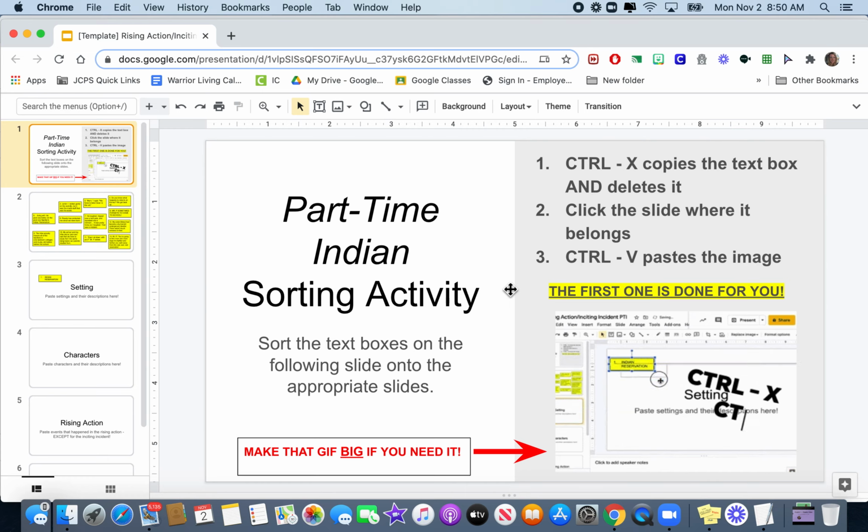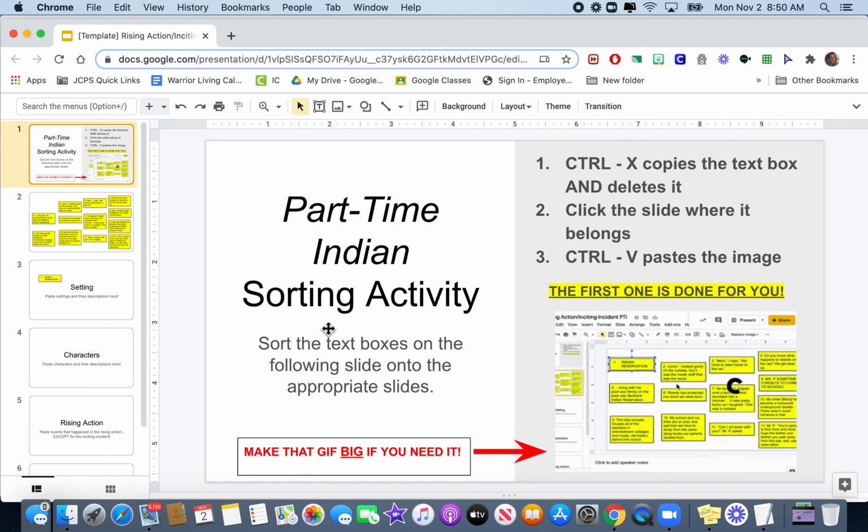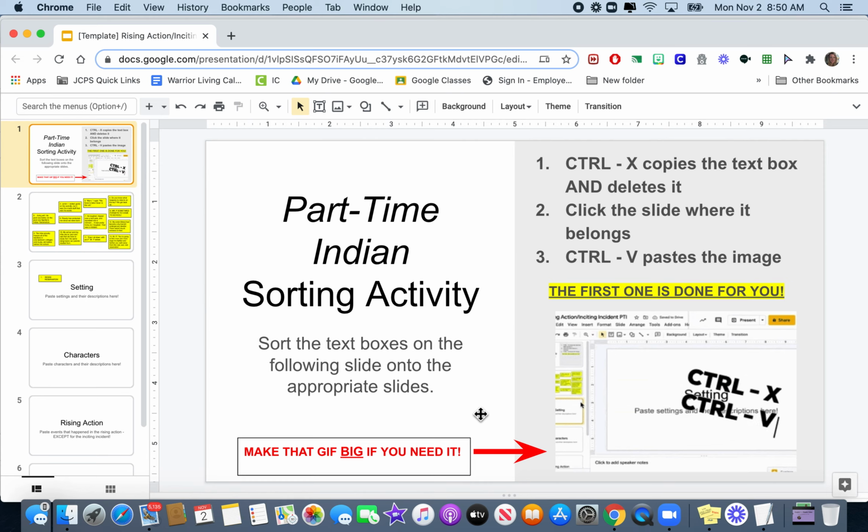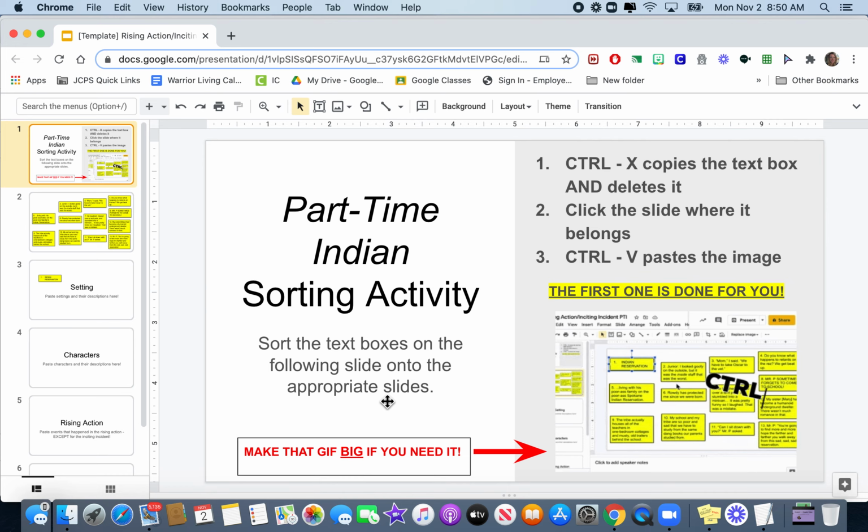Good morning. I am going to go over the Part-Time Indian sorting activity. If you missed class, we did this on Thursday and Friday. Do make sure to try to come to live classes for extra credit, because we will be doing a lot of the assignments in class.